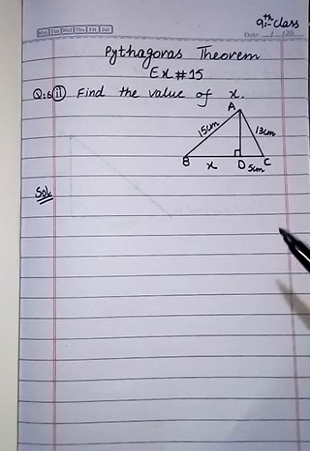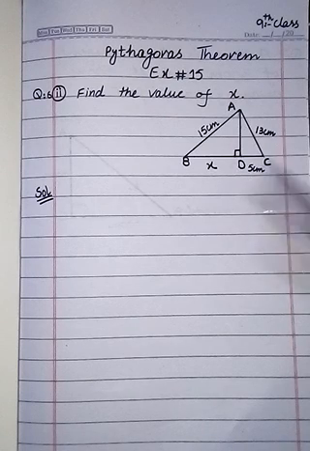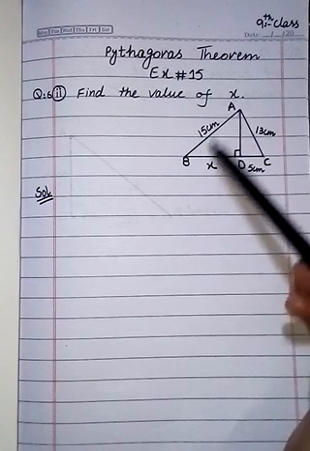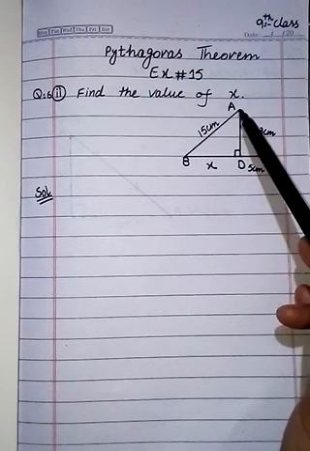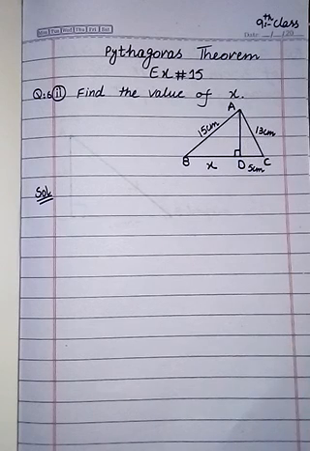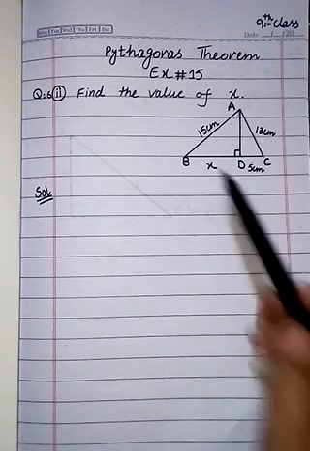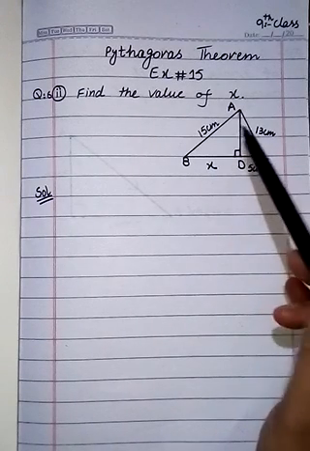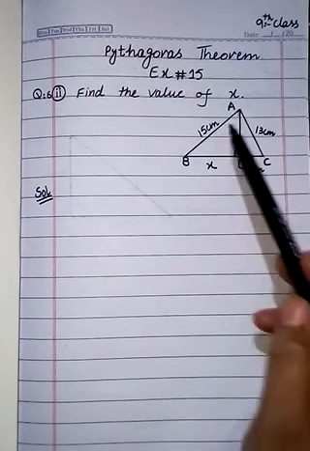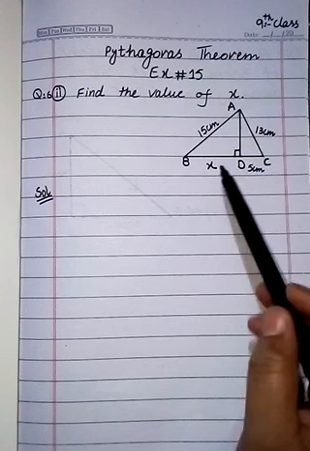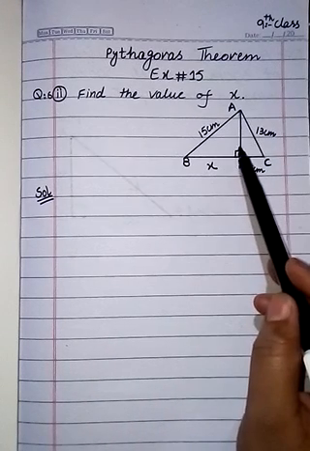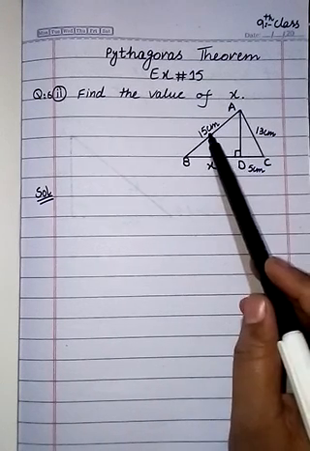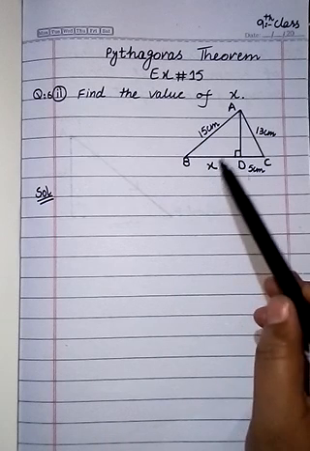Let's see question number 6, part number 2, exercise 15. Find the value of x. You know that this is a triangle. There are two triangles, ABD and the second triangle is ADC. Basically you have to find the value of x, but check this right angle triangle ABD. Now x is unknown and the altitude is also unknown. Just the hypotenuse is given. So how can you find x?